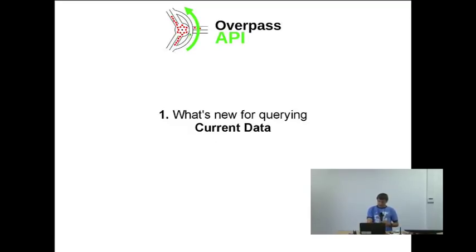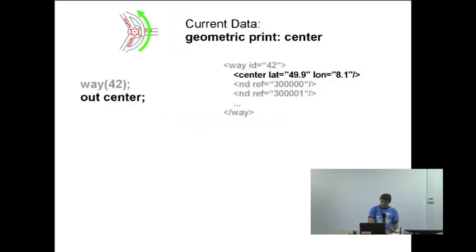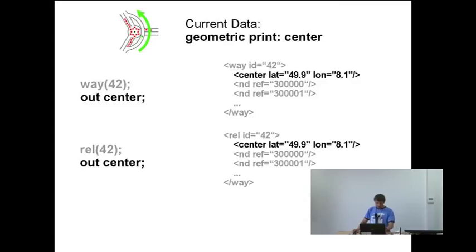Okay, so let's start with the improvements for current data. The first thing is you're now able to print immediately the geometry on ways or relations. And the simplest case for this is the out center. That's already also implemented by Martin Raifer in the Overpass Turbo. If you choose this option, he will show a single node instead of the entire way. And it has the advantage that it's faster, and for several purposes it's enough to get the center.